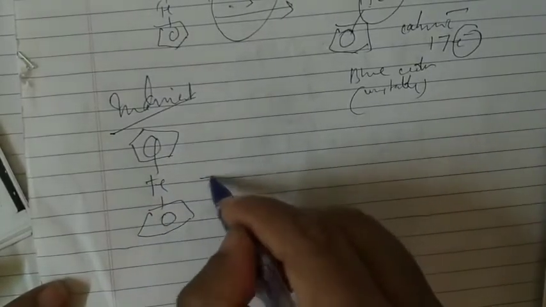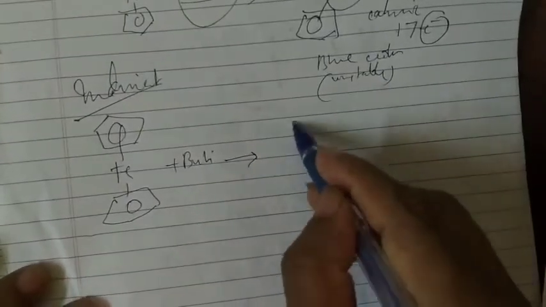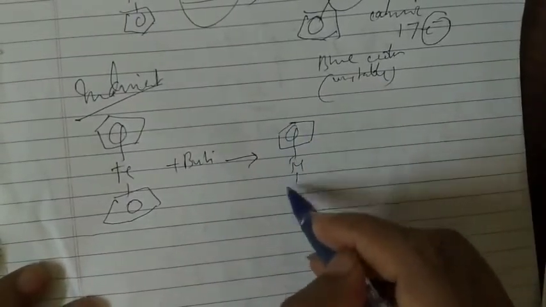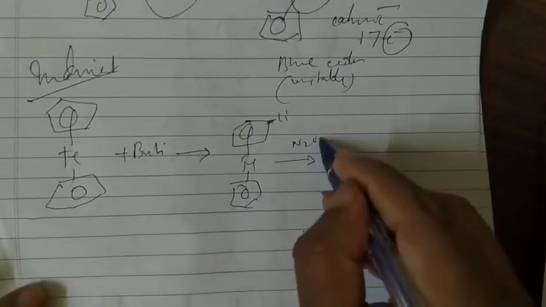Now, how can the indirect way be done? You take this ferrocene, and it is treated with butyl lithium first. This is very important. When you treat it with butyl lithium, you get this compound, a lithium substituted ferrocene. Then you treat it with N2O4.